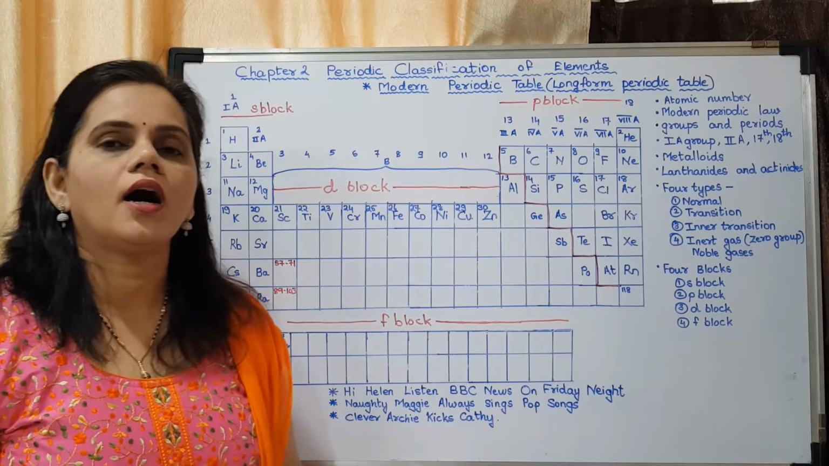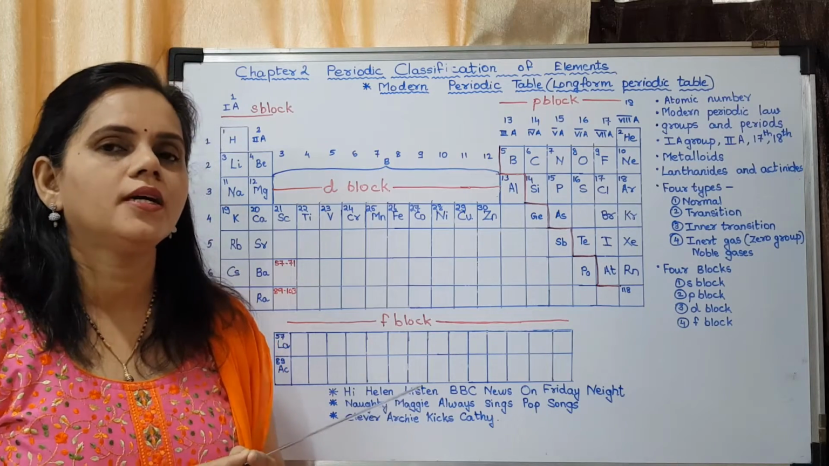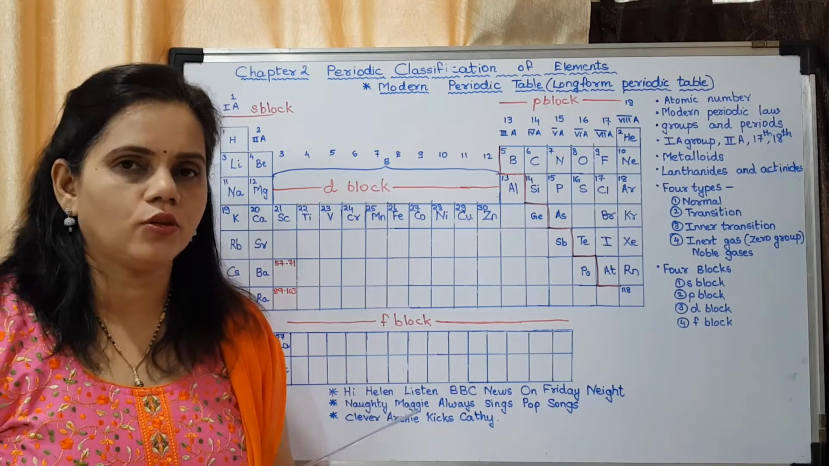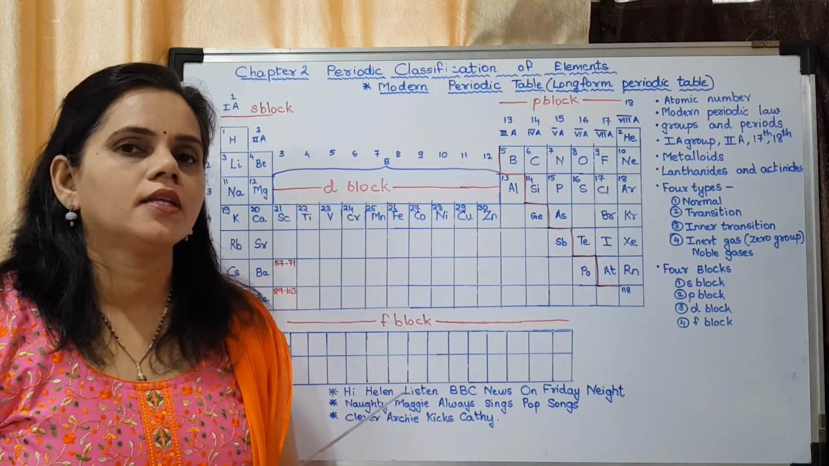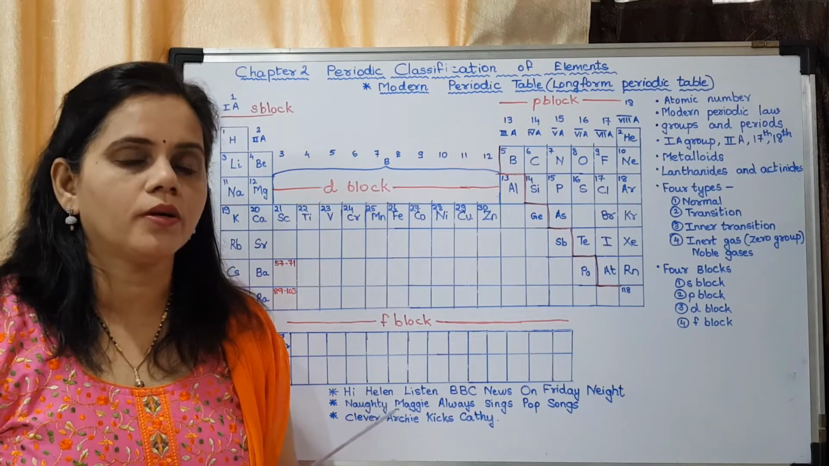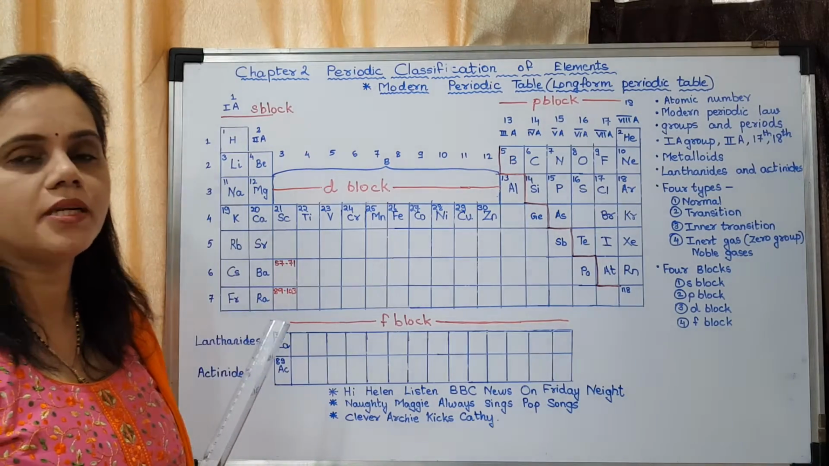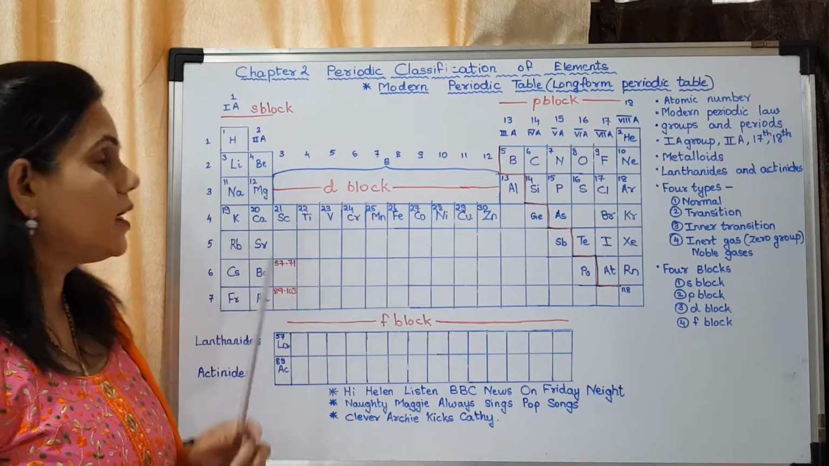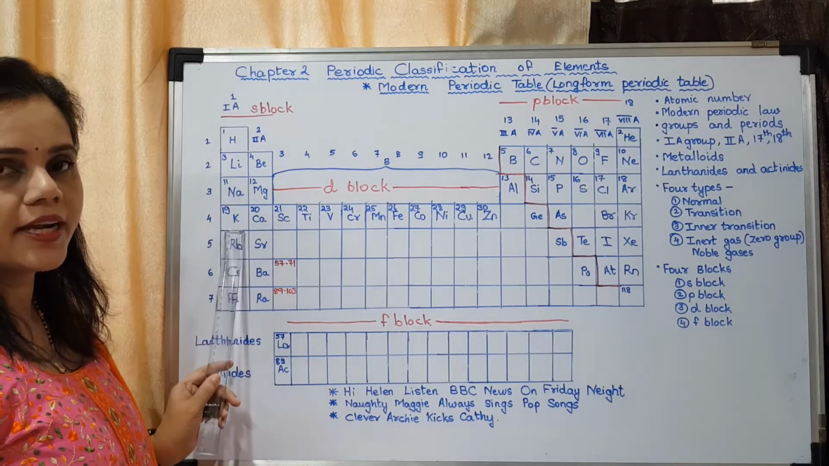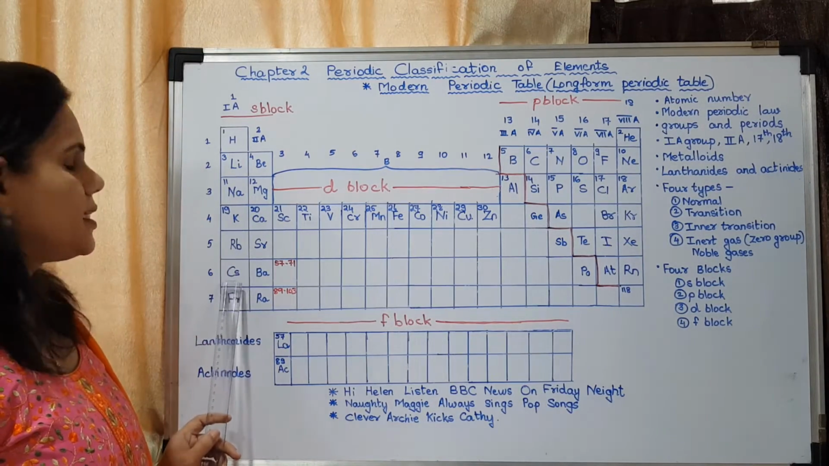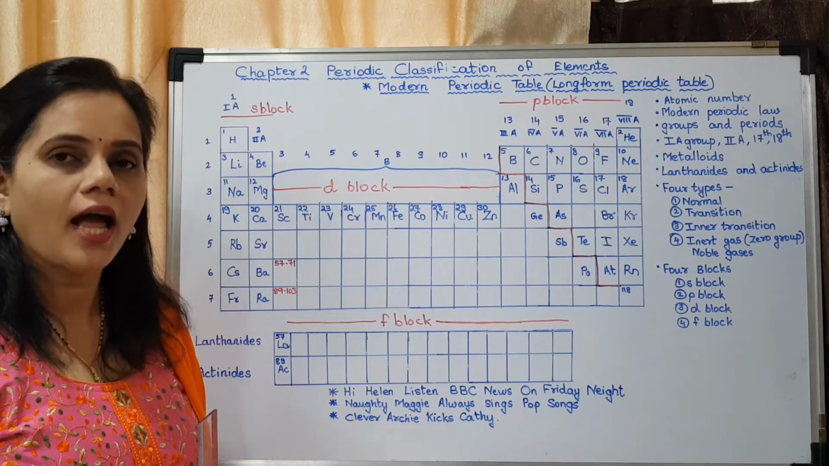Now you are supposed to learn the elements in the first A group, second group, 17th group and 18th group. I am telling you groups; groups means vertical columns. So what are the elements present in the first A group? It is hydrogen, lithium, sodium, potassium, rubidium, cesium and francium. You have to learn the names of these elements. These are all alkali metals.